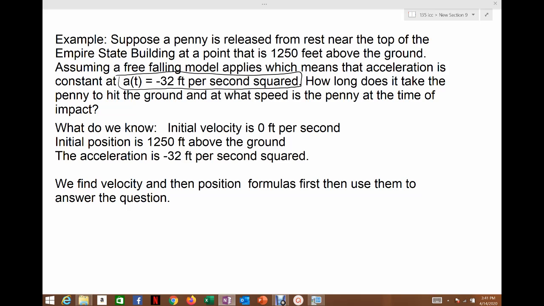There are some subtle things that we know. First of all, I'm dropping the penny, not throwing the penny. Since I'm dropping the penny, when I open my hand, its velocity in my hand is 0.